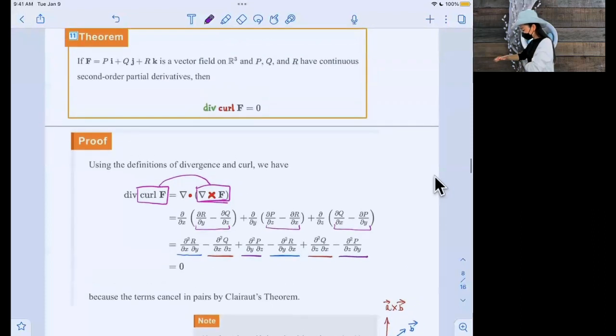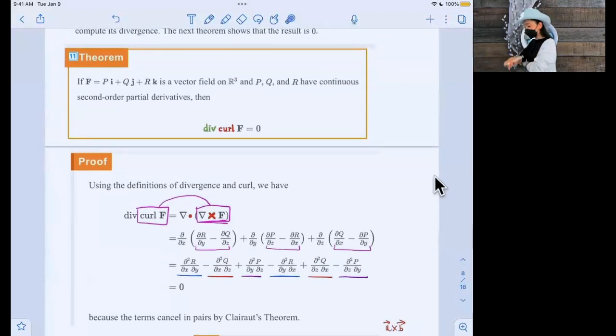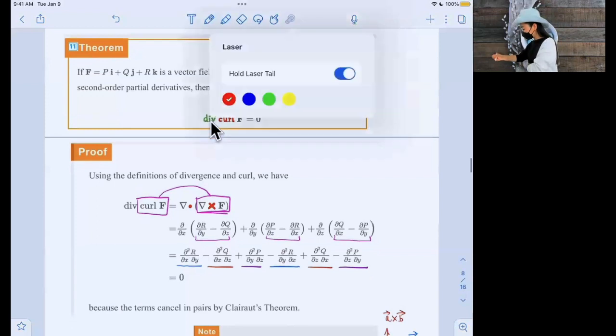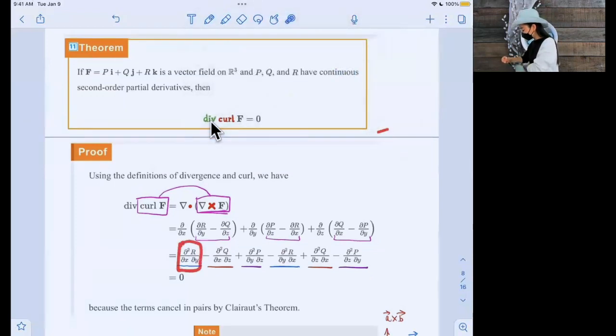So this is kind of interesting. If the vector field, each component has continuous second order partial derivatives, which means that, what does it mean? Which means that all of these are continuous right here, okay? Then what happens is the divergence of the curl is equal to 0, equal to the number 0.